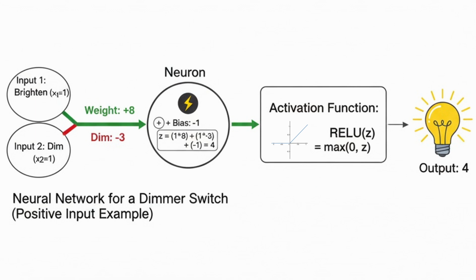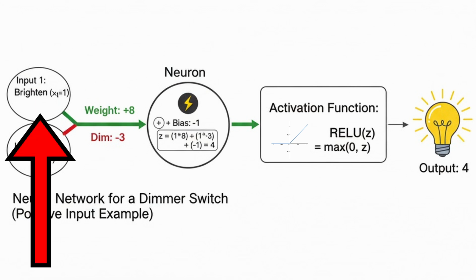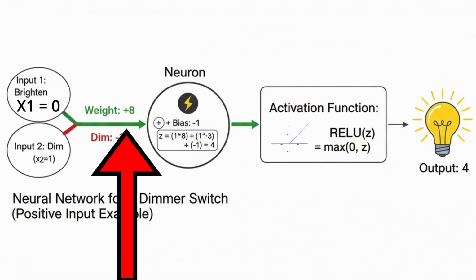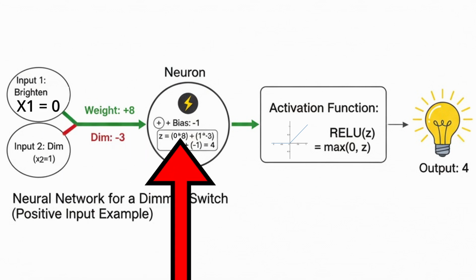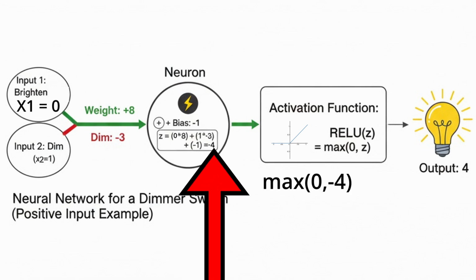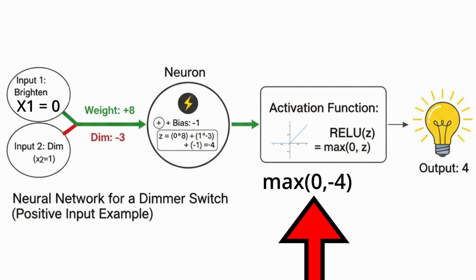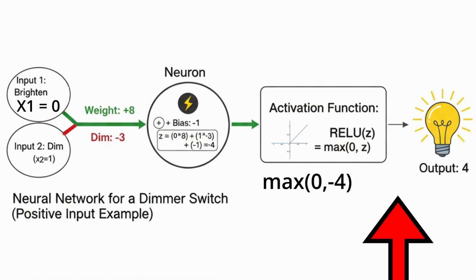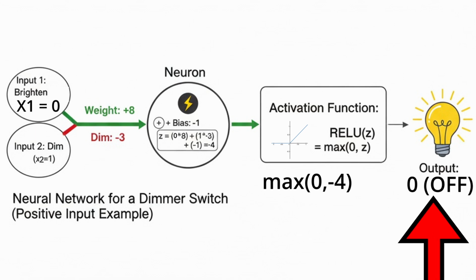But what if the input goes the other way? Let's say only the dim button is pressed. So now instead of multiplying our 8 by 1, we will be multiplying 8 by 0. Now the ReLu rule kicks in again. We take the max between 0 and -4. And since 0 is higher than -4, we get 0. This means the light shuts off completely. No negative output, just 0. That's the ReLu magic. It kills off the negative signals and lets positive ones shine.